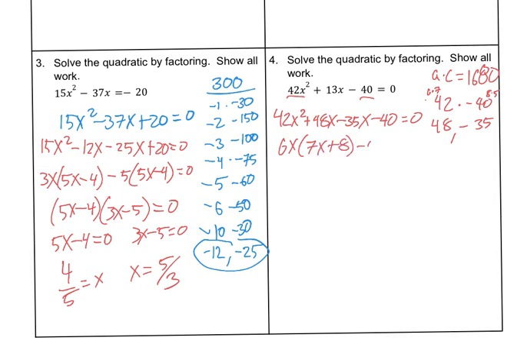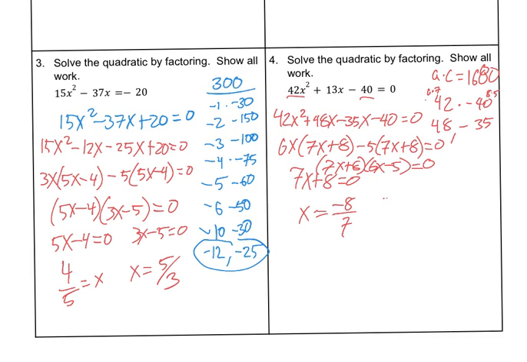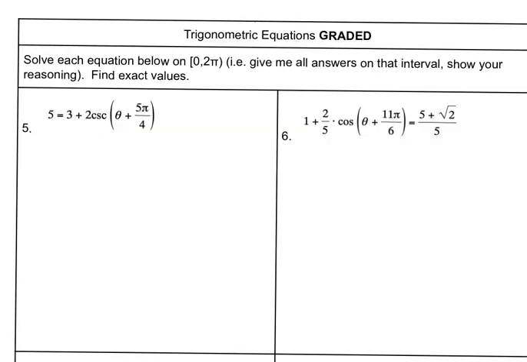And for the next two, I can take a minus 5 out, and when we do that, we're left with a 7x plus 8. That gives me 7x plus 8 equals 0. Sorry, I didn't fully factor. 7x plus 8 and 6x minus 5 are my two factors. That 7x plus 8 equals 0 gets me x equals negative 8 sevenths. And 6x minus 5 equals 0 gives me x equals positive 5 sixths. Those are our two solutions.